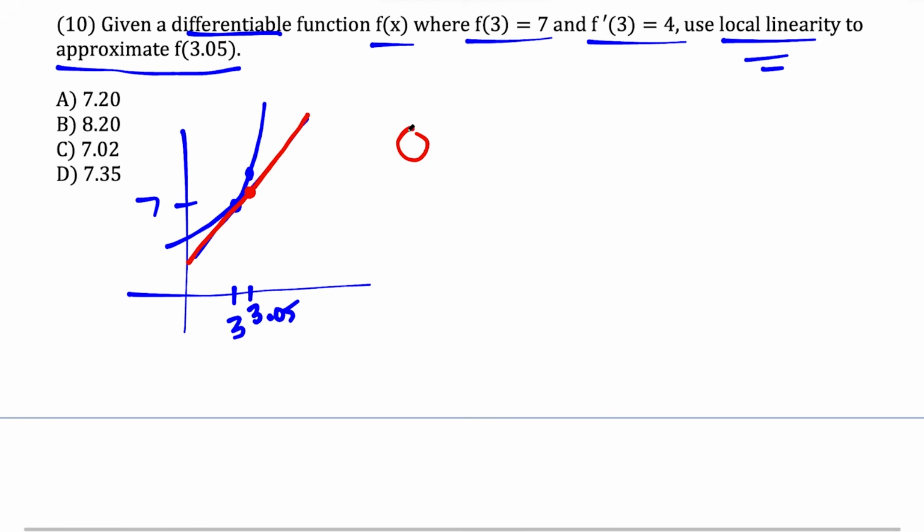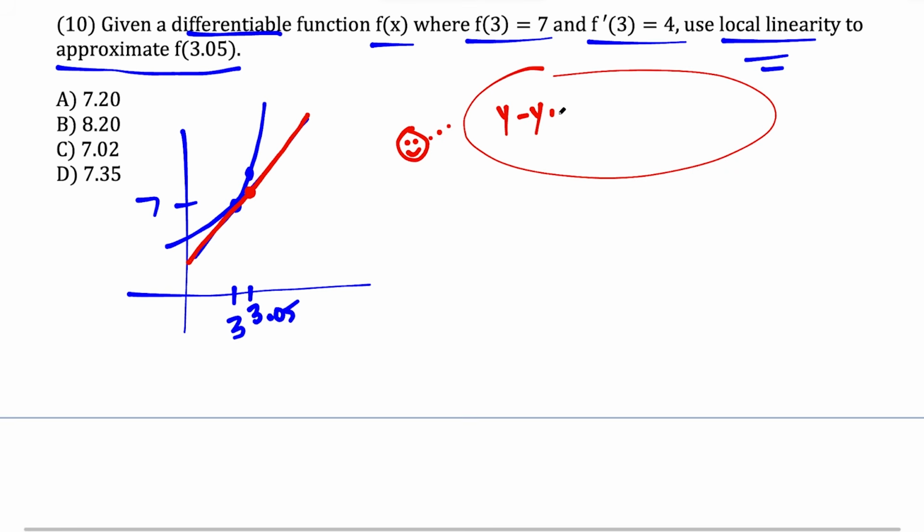So what I'm thinking of is, what is the point slope form equation of a line? And that formula, we have y minus y1 equals m times x minus x1. So the point is the point they give us over here, f of 3 equals 7. So that's going to be the point we use. That's going to be our x1, y1. And then the derivative here tells us the rate of change of our tangent line. So this is representing our slope in the formula.